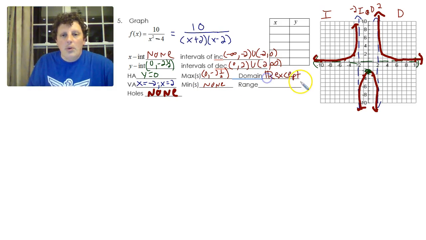Right, domain: all real numbers except where the function does not exist for x values, which would be the vertical asymptotes of -2 and +2. The range is all real numbers except for where there is a horizontal asymptote. In this case, that is at 0.